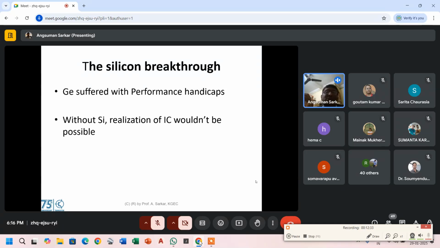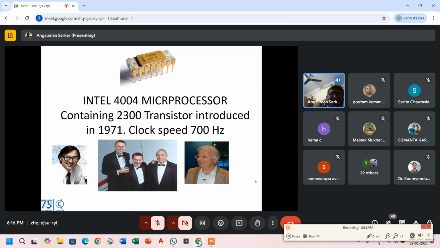So what is the problem with germanium? Germanium has suffered from some performance handicaps. That's why people switched to silicon. Without silicon, the realization of the IC wouldn't have been possible. So that's why we later moved from germanium to silicon.